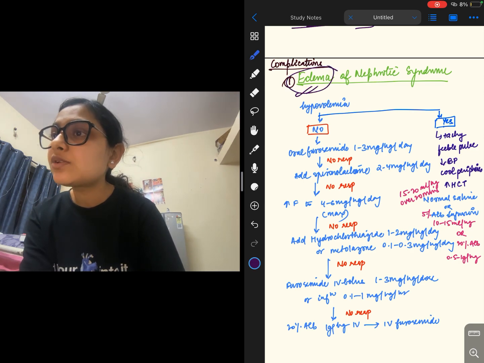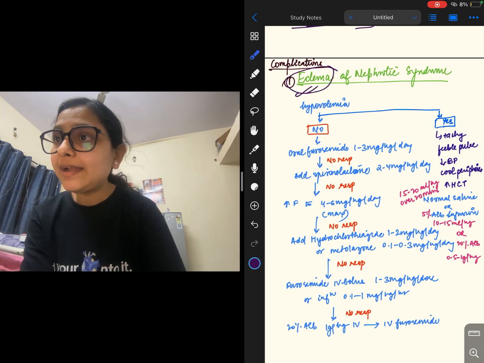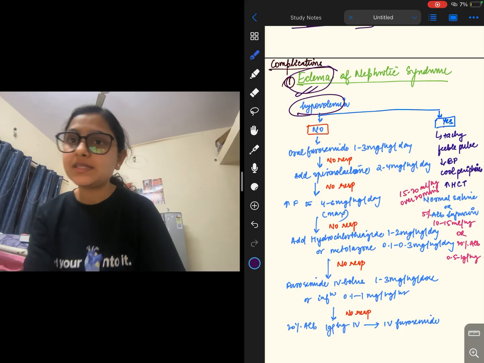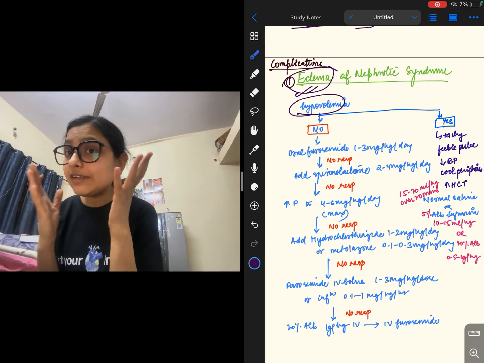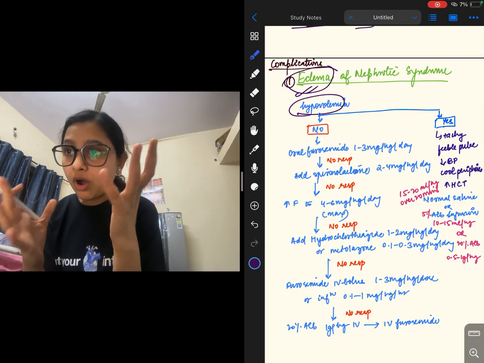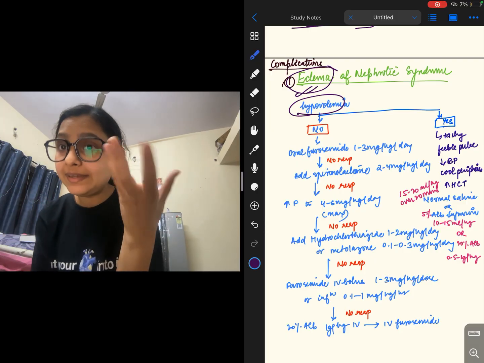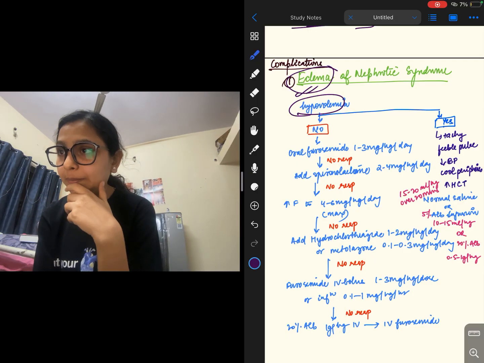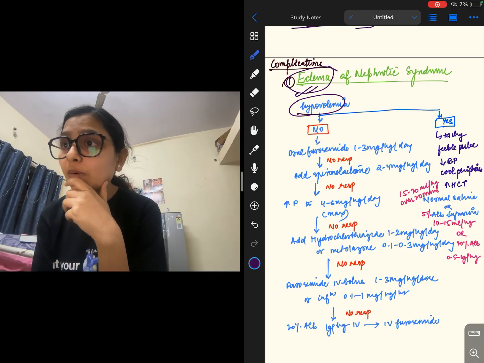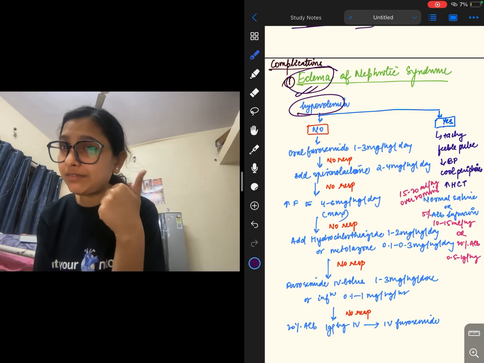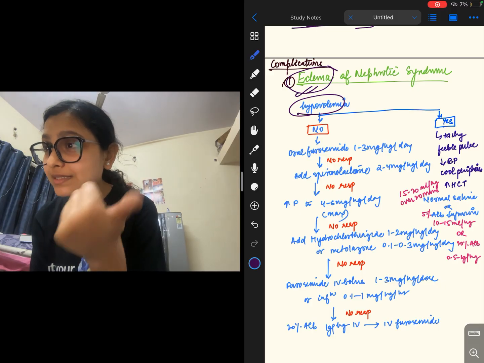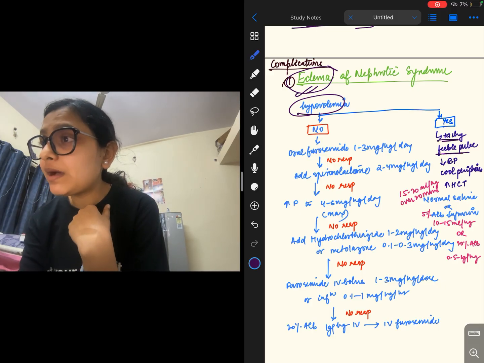If you see that edema is not improving, and that edema is not associated with hypovolemia. See, what happens in nephrotic syndrome is sometimes we give diuretics very aggressively, or the child is also having vomiting and dehydration, and the child can go into hypovolemia. How will you identify hypovolemia? The child will have tachycardia, feeble pulse, low BP, cool peripheries and raised hematocrit.